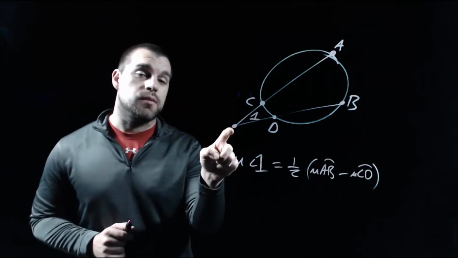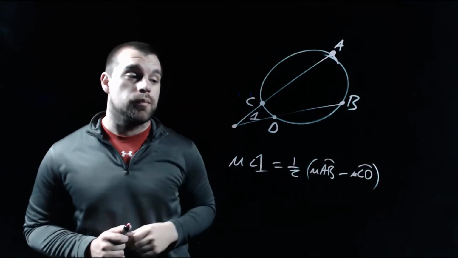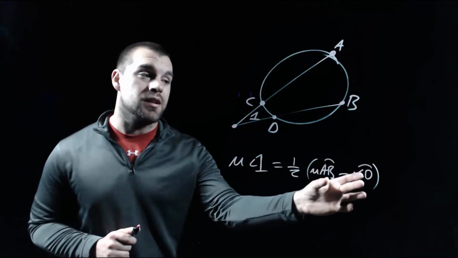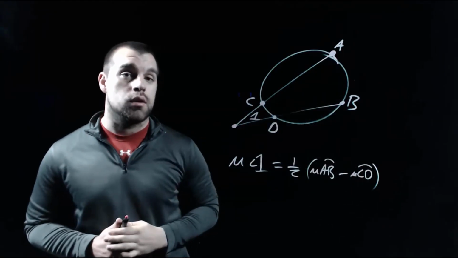So if our intersection point happens outside of our circle, then we take 1/2 times the difference of the two arcs that are intercepted.